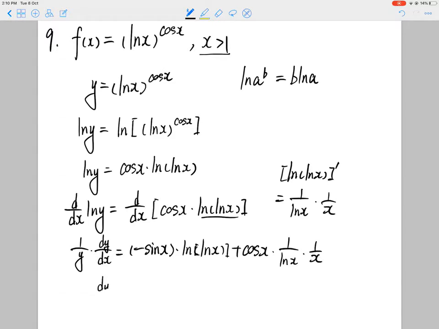So in the end, dy over dx is y times the right side. You move y to the right side, so it's y times the right side. So y is just ln x to the power of cosine x. This part is your y, times this whole thing. It's cosine x over (x ln x) minus sine x ln x.